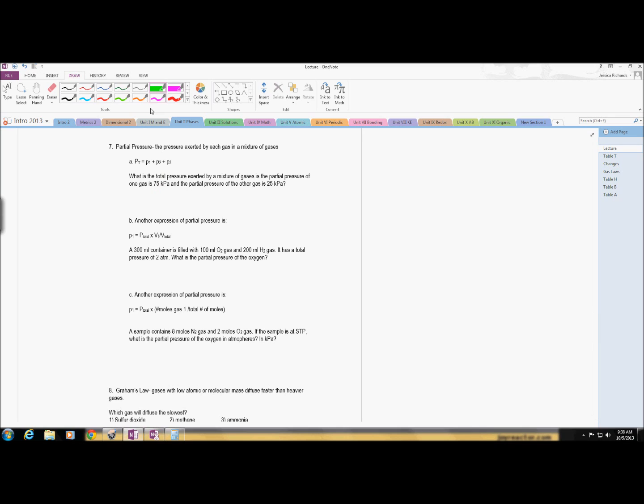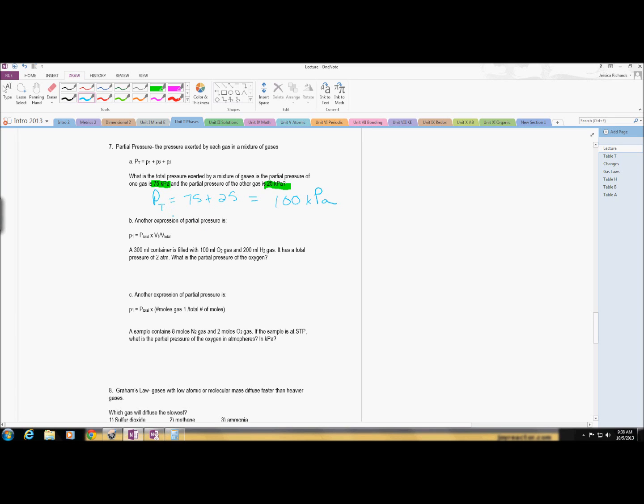So if we just look at a quick problem, the total pressure exerted by a mixture of gases: the partial pressure of one gas is 75, and the partial pressure of another is 25. So the total is just going to be the sum of those two. So the pressure total, that's what the little sub t means, 75 plus 25, your total pressure would be 100 kPa. Nothing huge or stunning or difficult about that, just add them up.